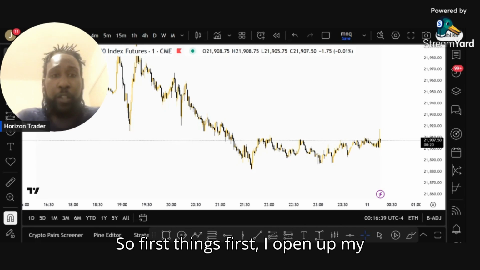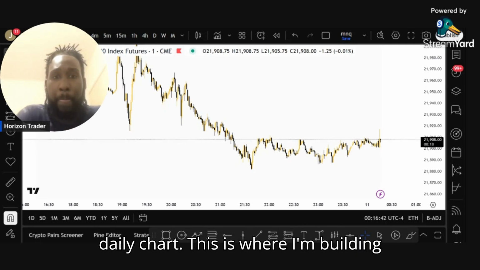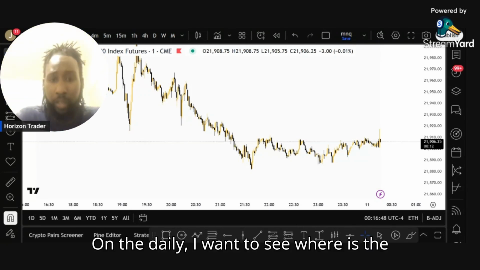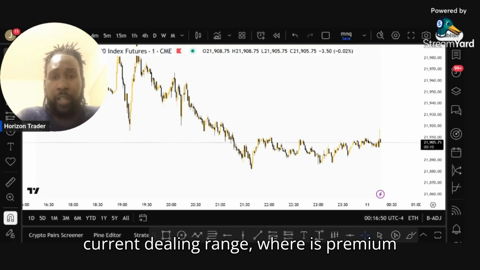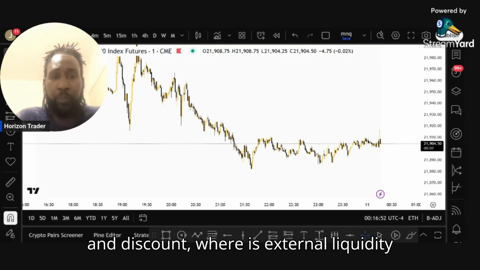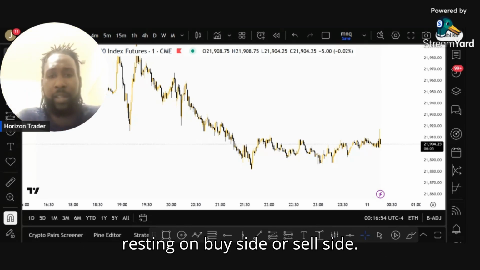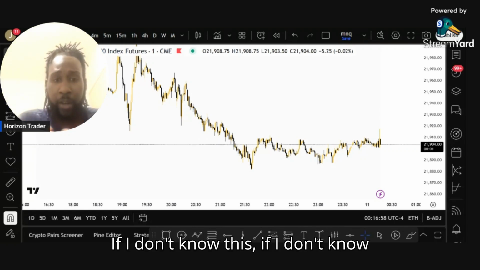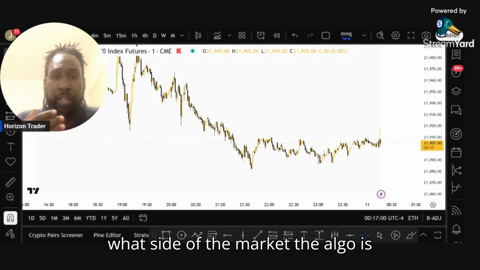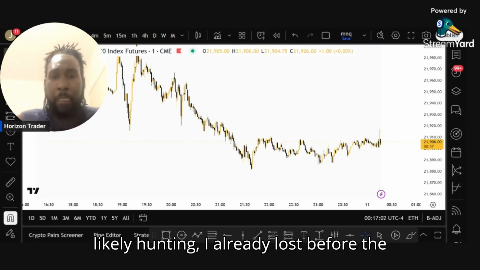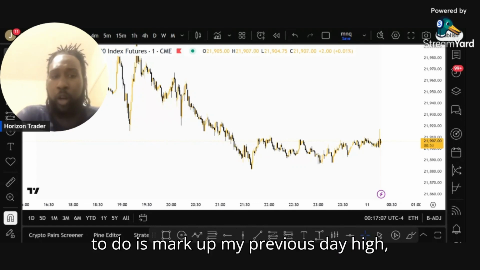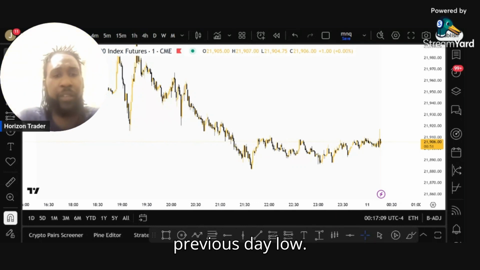So first things first, I open up my daily chart. This is where I'm building my narrative for today's session. On the daily, I want to see where's the current dealing range, where is premium and discount, where is external liquidity resting, buy side or sell side. If I don't know what side of the market the algo is likely hunting, I already lost before the session starts. So first thing I'm gonna do is mark up my previous day high, previous day low.